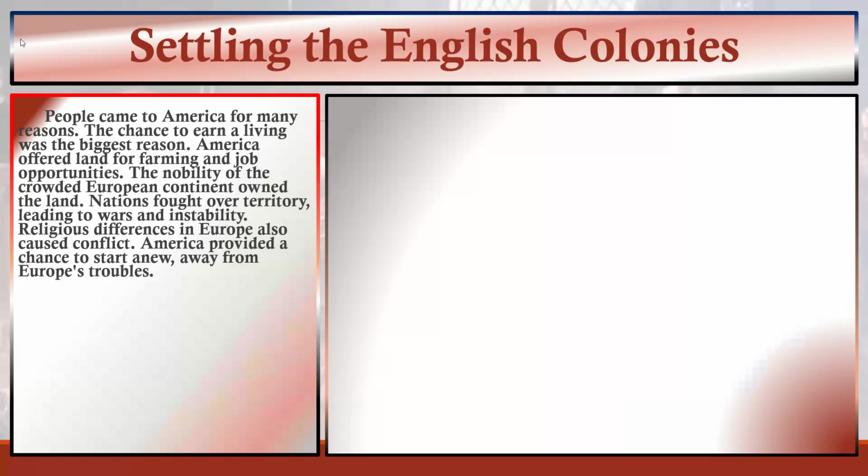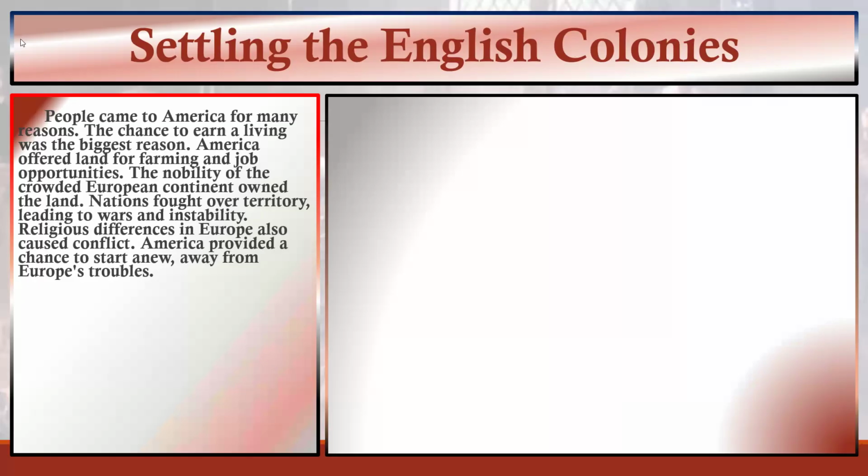So problem solution is what I'm looking at here as my during reading strategy. Europe's a mess. The nobility owns the land. There's war going on. There's religious instability. Let's get out of Dodge and create a new opportunity for ourselves in a new land, away from all this violence, this bloodshed, this conflict. So that's really why people came here.